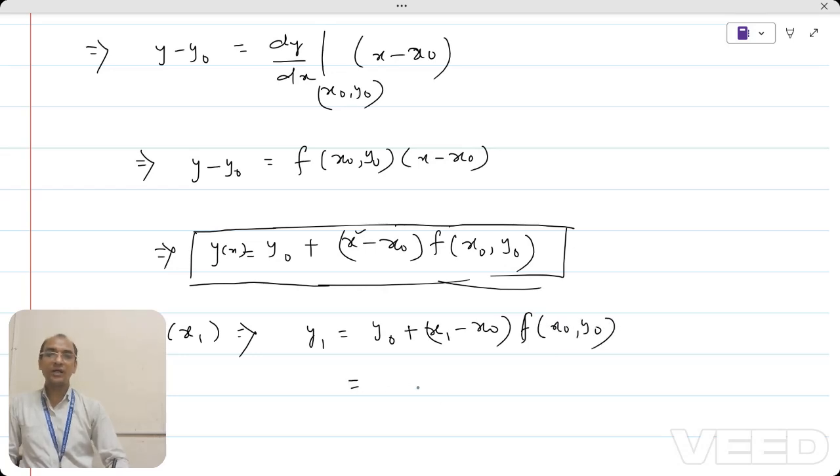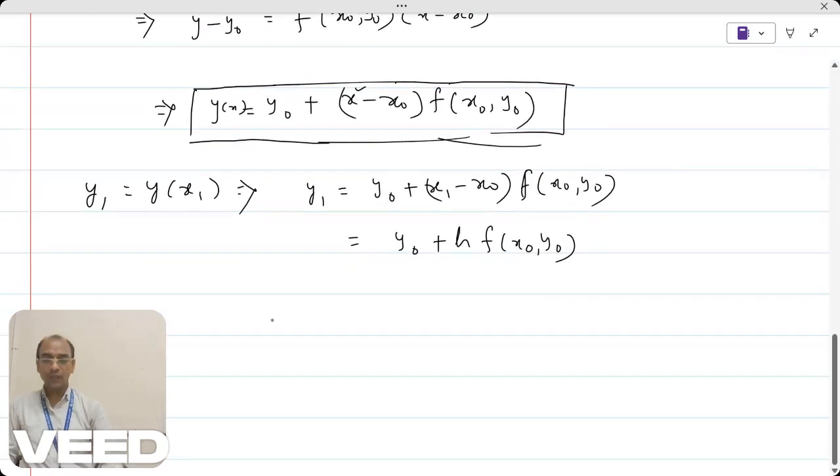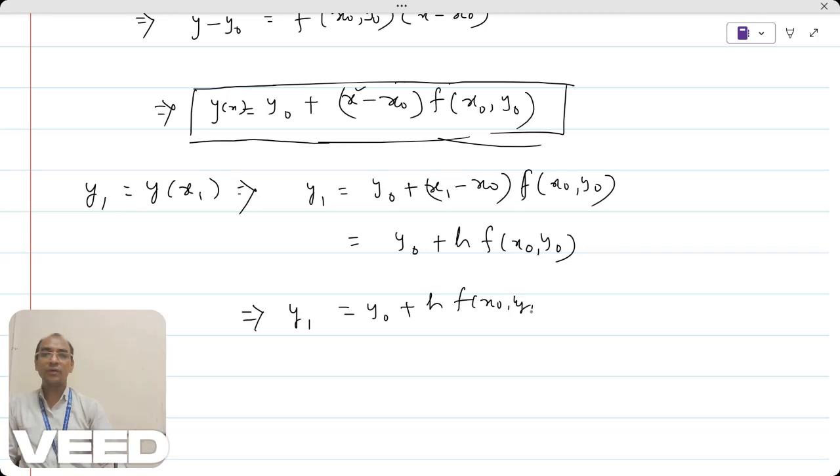So this we can again write as y0, x1 minus x0 is h, and here I will write f of x0, y0, and that will give you y1 equal to y0 plus h f of x0, y0. So this is the value of y at x equal to x1.